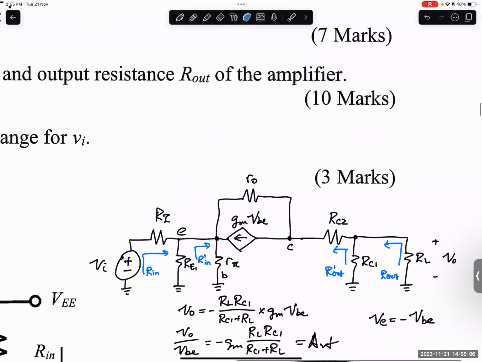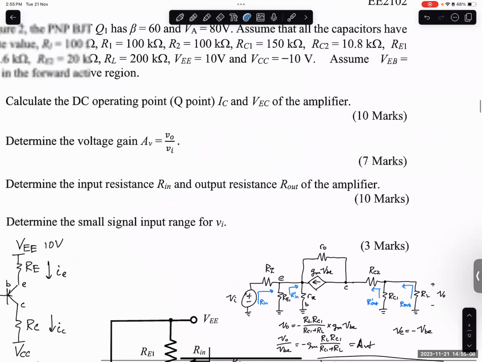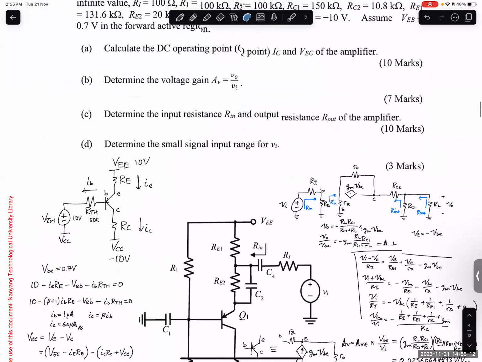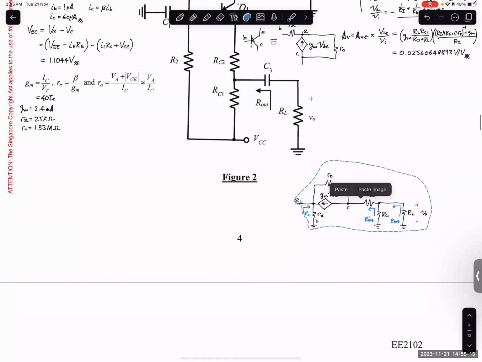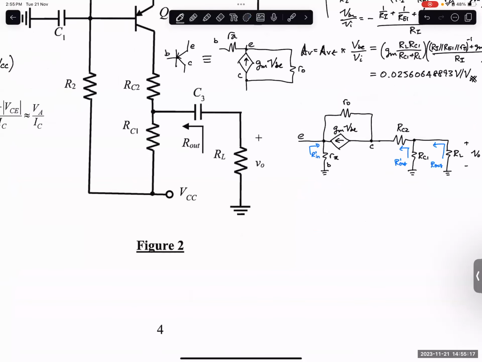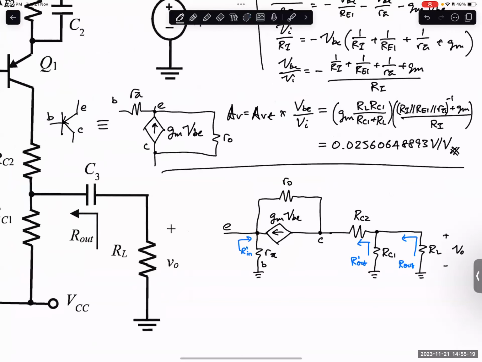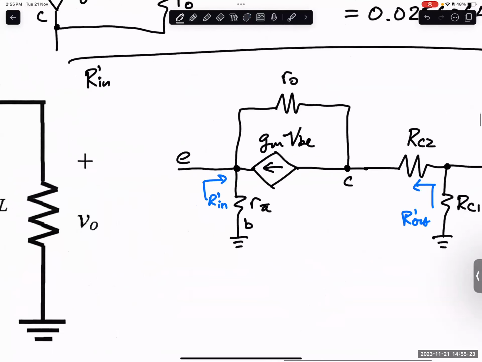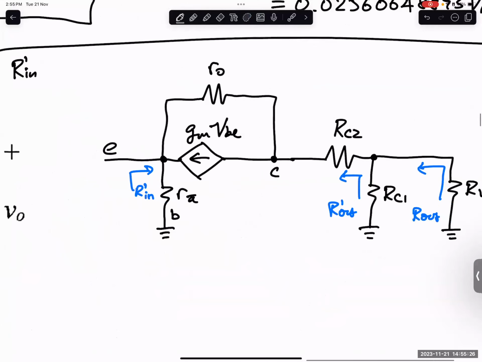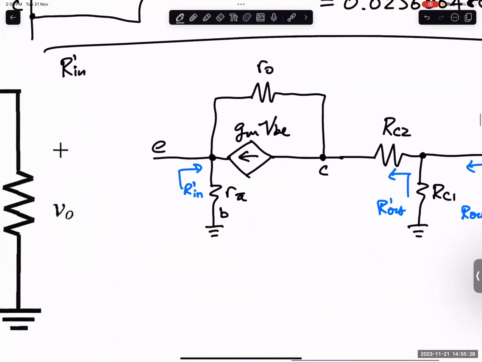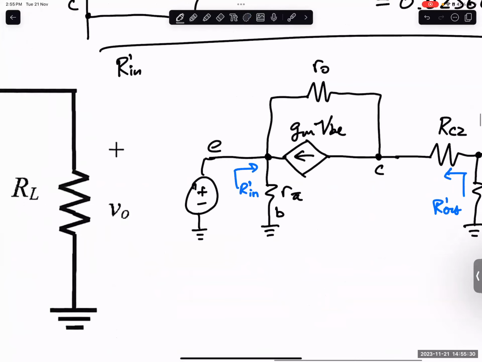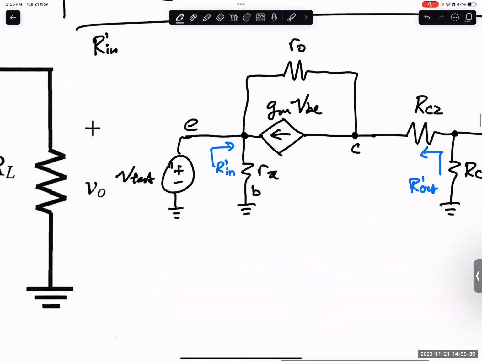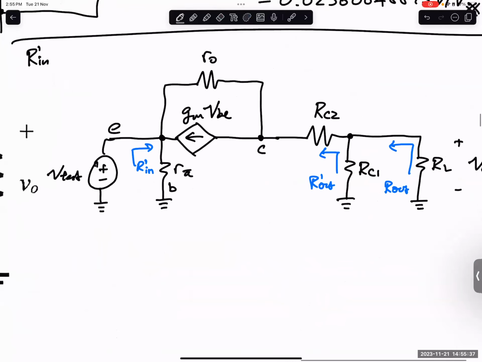Yes, very good. Let me see where to put empty space. I need some grass field to put. Okay, let's find an empty field. Okay, then I'll draw a line across. This is R in prime. Oh, actually it's like perfect, right? So I inject a source. Okay, I'll explain why I put a voltage source. So this is called V test. Can see, right? Makes sense, right?